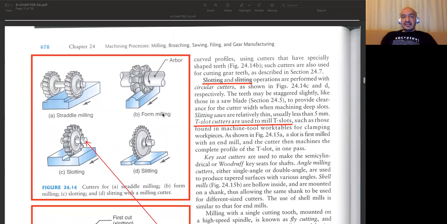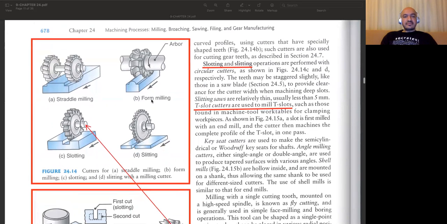Then we have form milling. Again, we are using an arbor. So on top of this arbor, we are mounting a milling cutter. You see it has a special shape, and with the help of the cutting edges of this cutter, we can obtain such special forms. It's very similar to forming operation on the lathe machines.